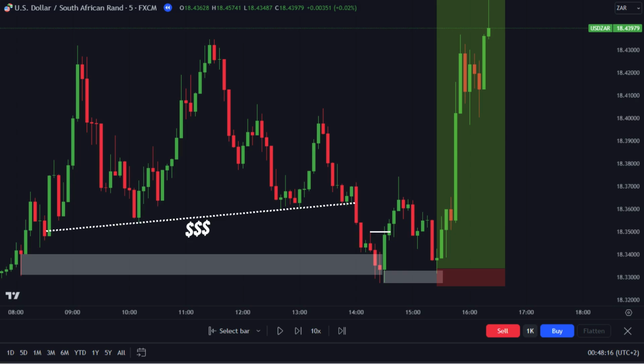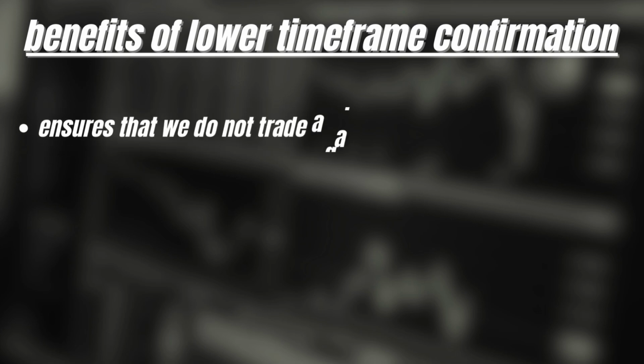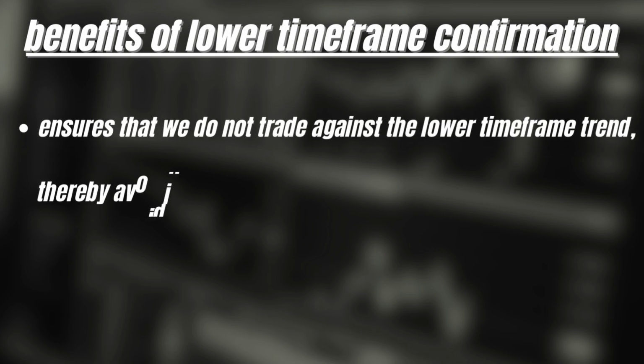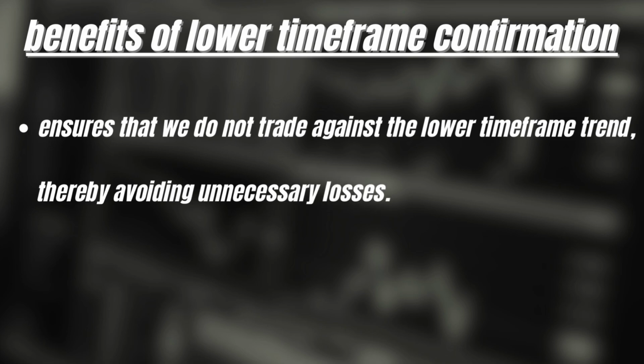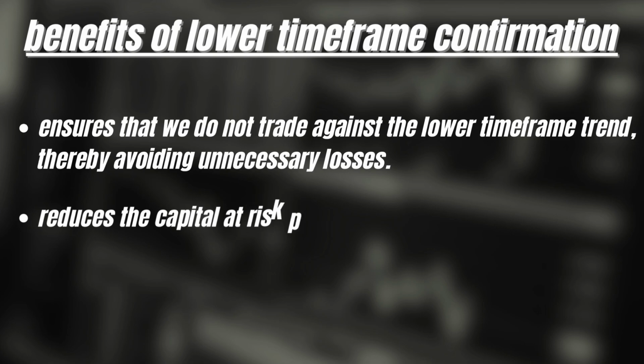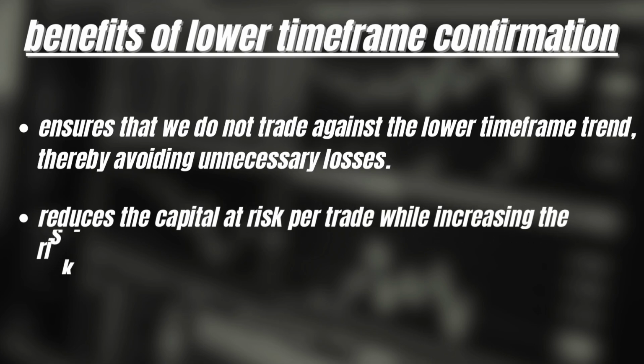It's crucial to master this concept of liquidity because it significantly enhances your trading accuracy. One key point to note is the fascinating risk-to-reward ratio. This is one of the benefits of lower timeframe confirmation. It ensures we do not trade against the lower timeframe trend, thereby avoiding unnecessary losses. Additionally, it reduces the capital at risk per trade while increasing the risk-to-reward ratio.